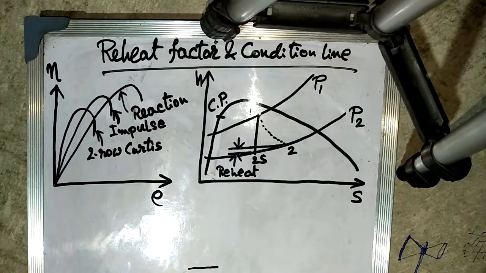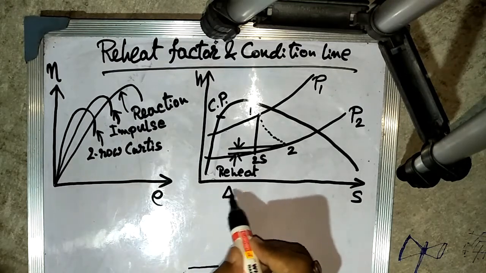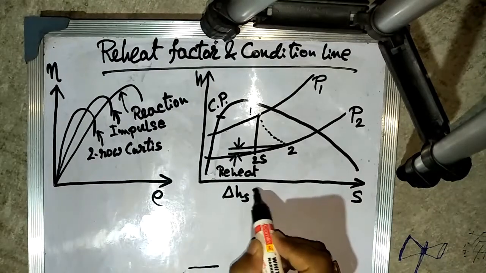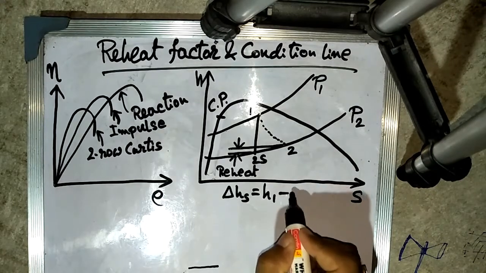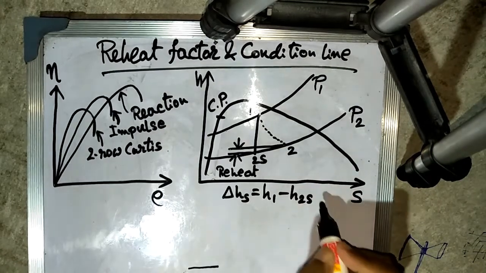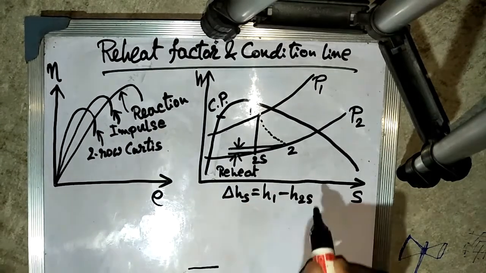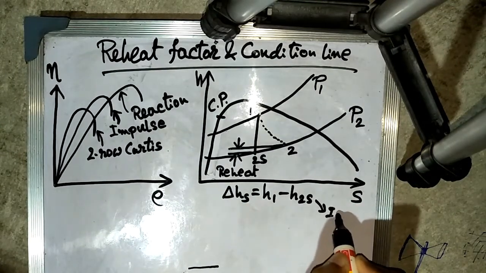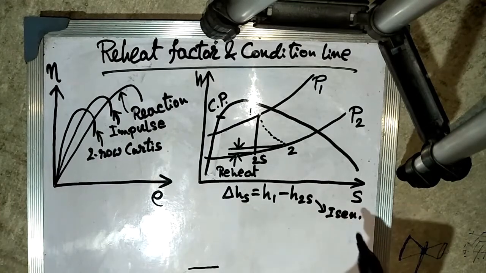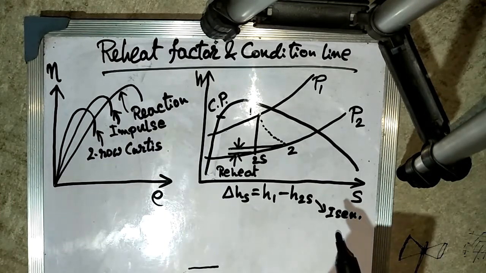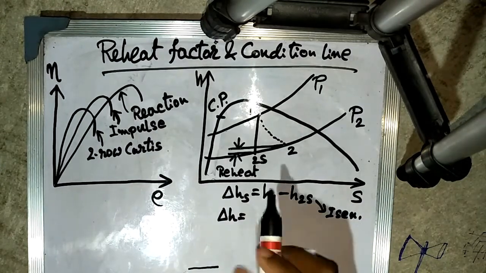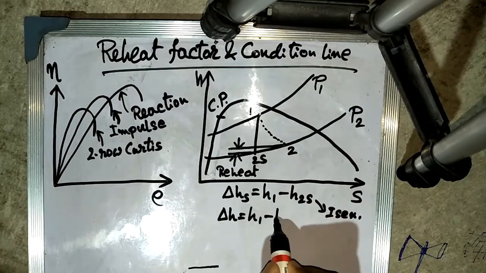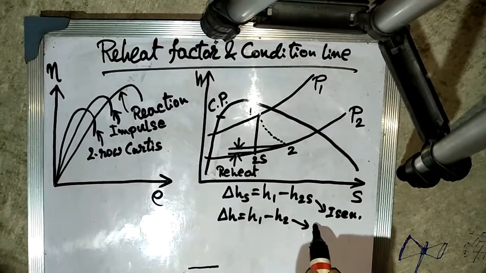So now we can write the isentropic enthalpy drop. The isentropic enthalpy drop, that is delta H suffix S, is nothing but H1 minus H2S. This is the isentropic enthalpy drop, and the actual enthalpy drop we can write as delta H equals H1 minus H2. This one is the actual enthalpy drop.